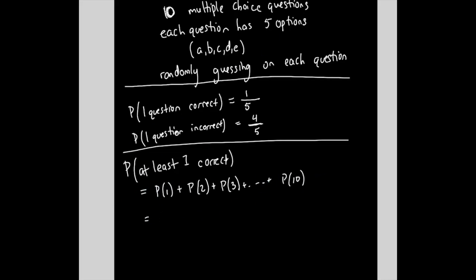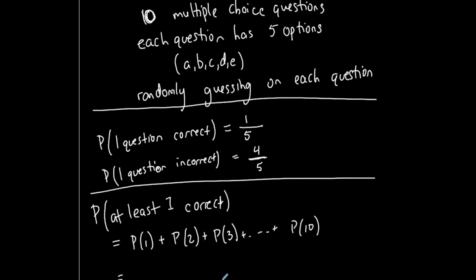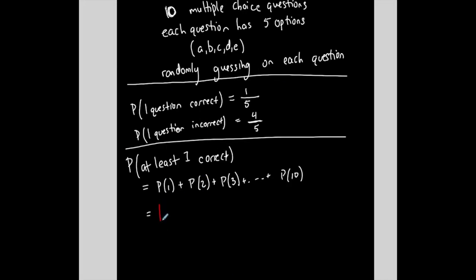So what makes this an easier calculation? Well, what is the complement, right? What's the only thing not included in at least one? 0. So instead of doing all of these probabilities, I'm going to do 1 minus the probability that I got 0 correct. Okay? So now all I have to do is calculate this rather than all these different probabilities. I only have to calculate one probability. Makes my life easier. But now I have to figure out the probability that in 10 questions, I randomly guess on all 10 and get none of them correct.